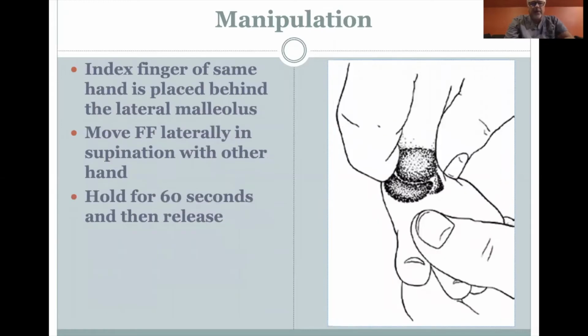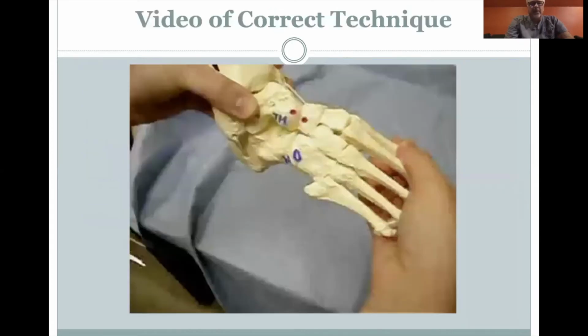The thumb of the hand on the same side as the deformity is placed over the talar head laterally. The index finger on the same hand is placed behind the lateral malleolus. Then you move the forefoot laterally in supination with the other hand. You're going to hold for 60 seconds. So this is how you do the manipulation components. You're going to do manipulation prior to casting, and it's just repeating or mimicking the technique to correct the deformity as you're casting it.